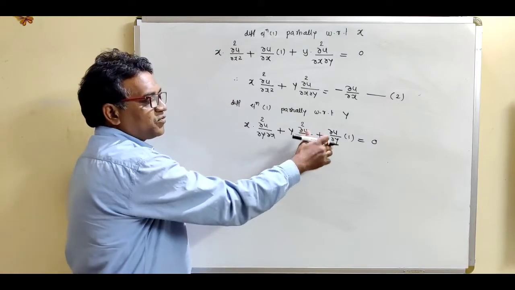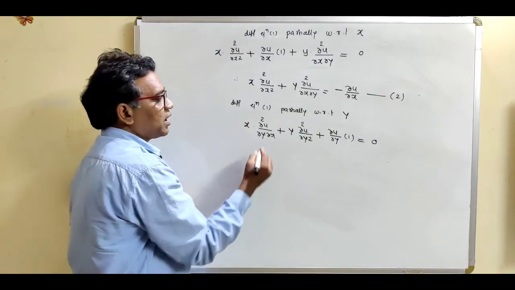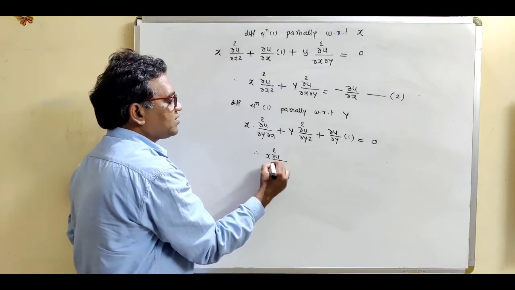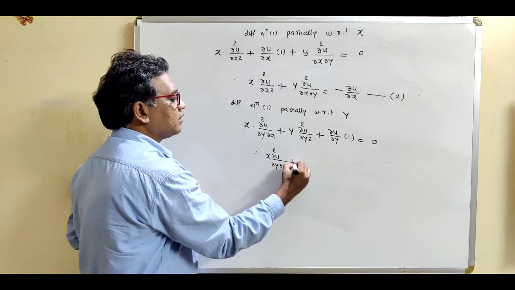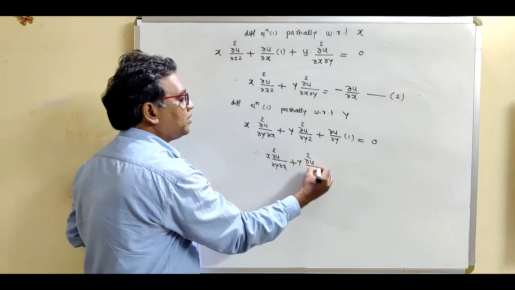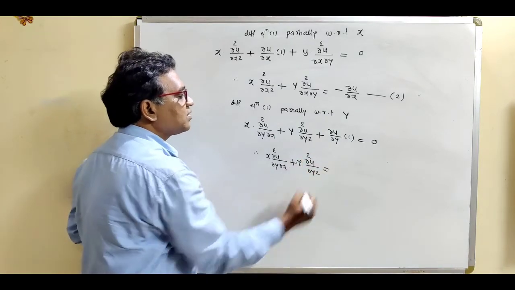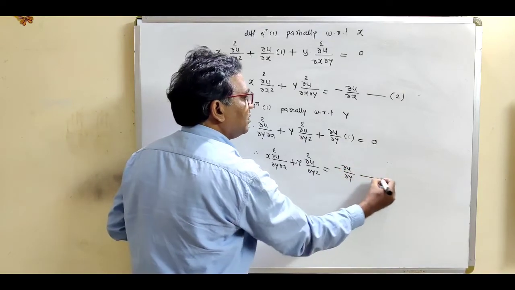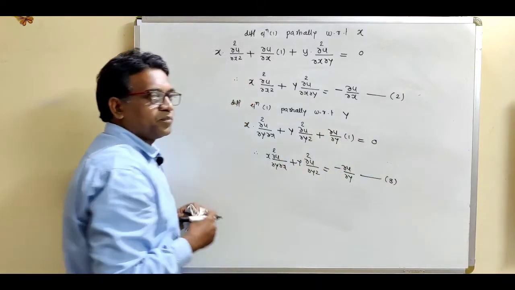So again, same thing, transfer this del u by del y to the right hand side. So this is x into del square u by del y del x plus y into del square u by del y square is equal to, now transfer this term, so this is minus del u by del y. This is, suppose, equation number 3.